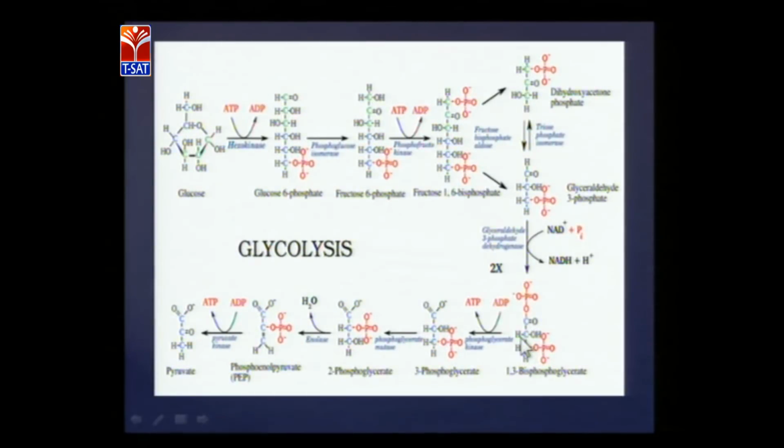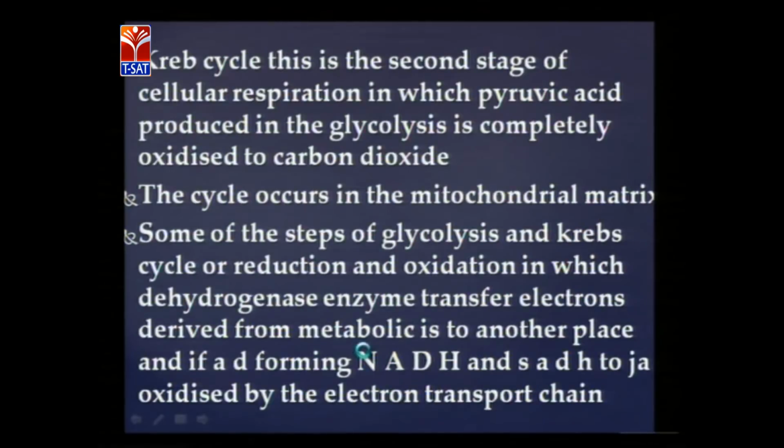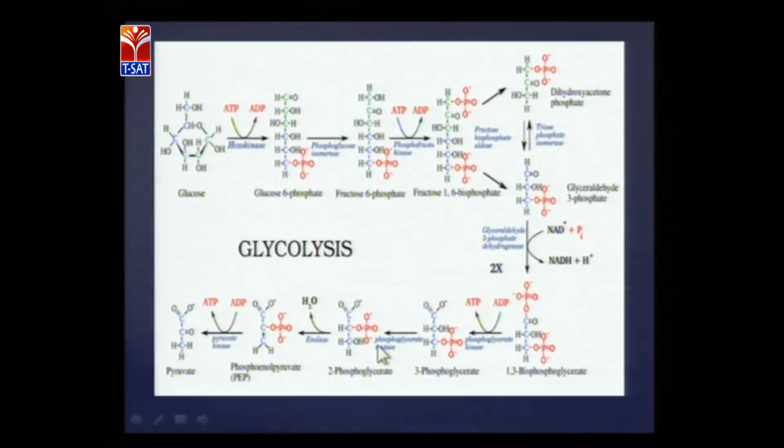It is then transformed into 1,3-bisphosphoglycerate, and again into 3-phosphoglycerate, and then into 2-phosphoglycerate in the presence of enzymes. These enzymes catalyze the reactions, and it is transformed into phosphoenolpyruvate and then, in the presence of kinase, into a pyruvic acid molecule. As a whole, in glycolysis glucose is transformed into two molecules of pyruvic acid.